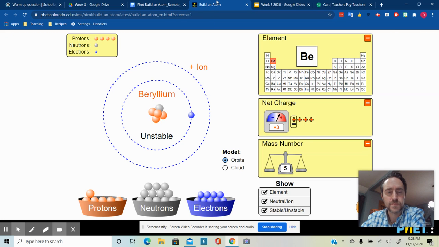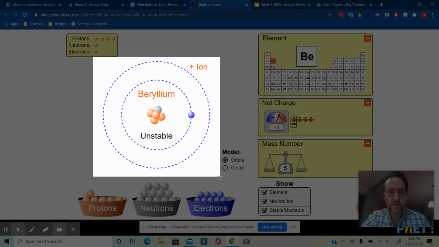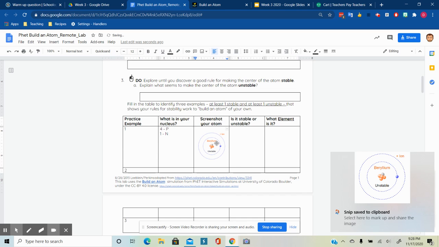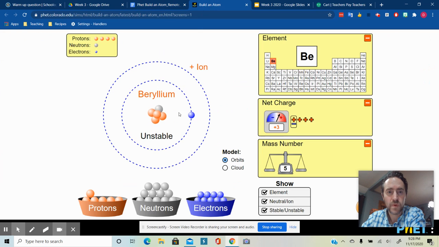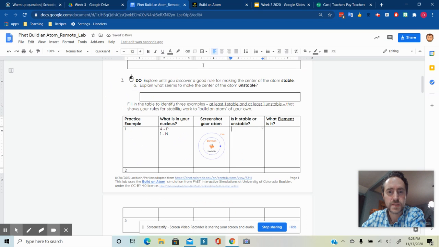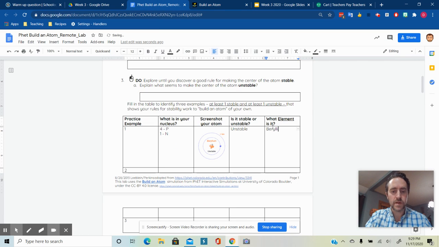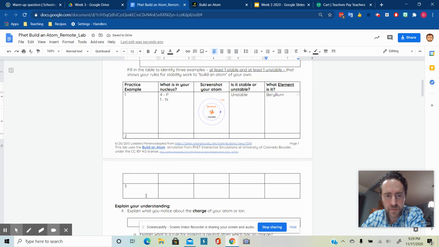Now screenshot your atom. I think on your Chromebooks, you press Control, and then there's a button along the top that looks like a box with 2 lines next to it. I can do something slightly different. I'm going to screenshot, and then I can paste that in there. Is it stable or unstable? Mine is right now unstable, so I would write unstable. And what element is it? I can see if I bring it up bigger. Beryllium. There you go. Do that a couple more times.